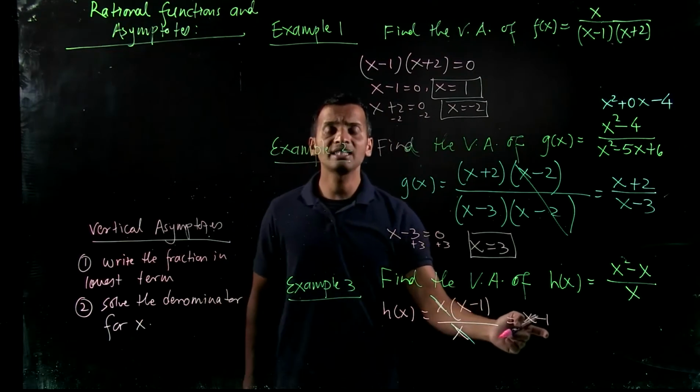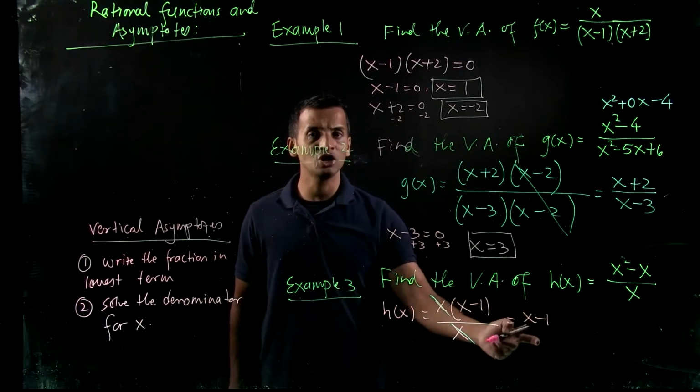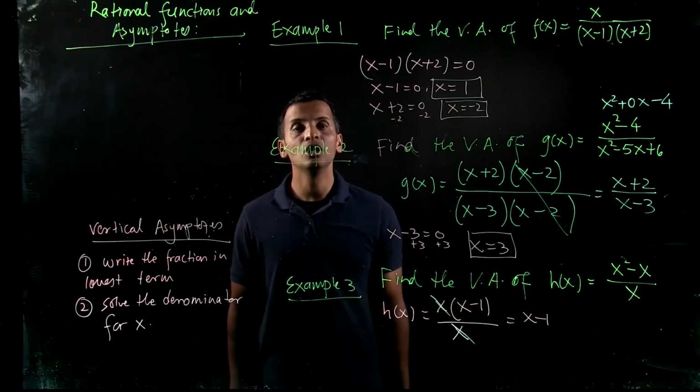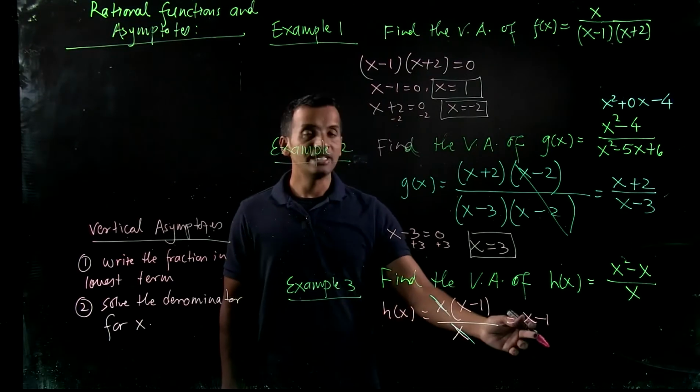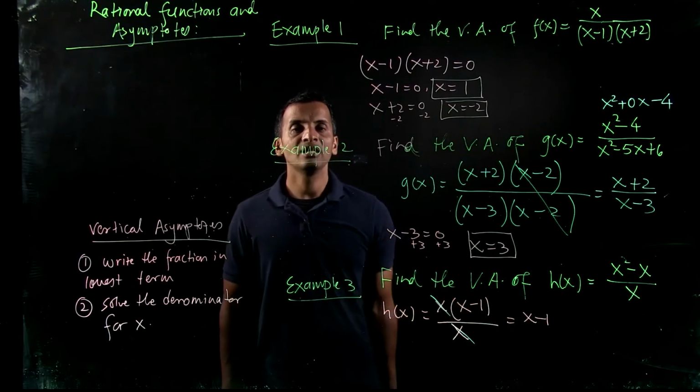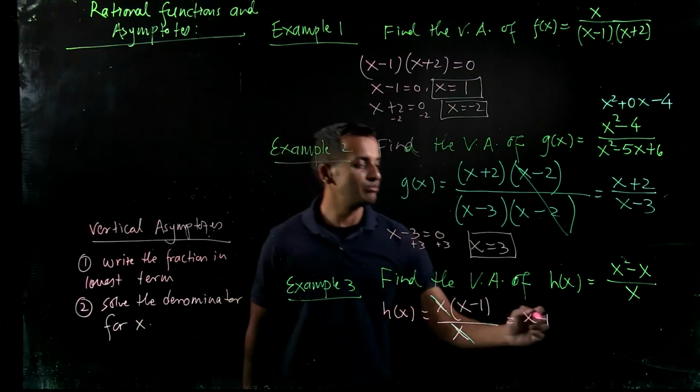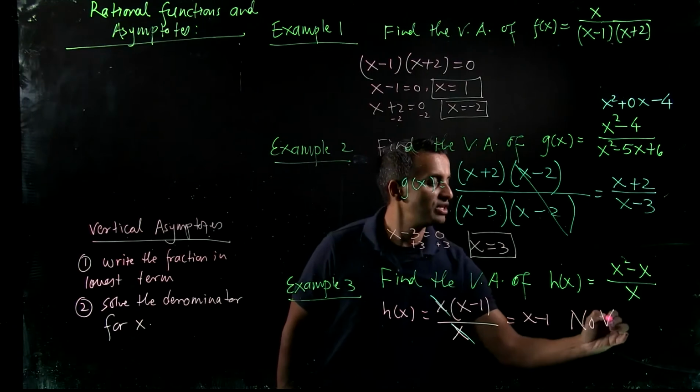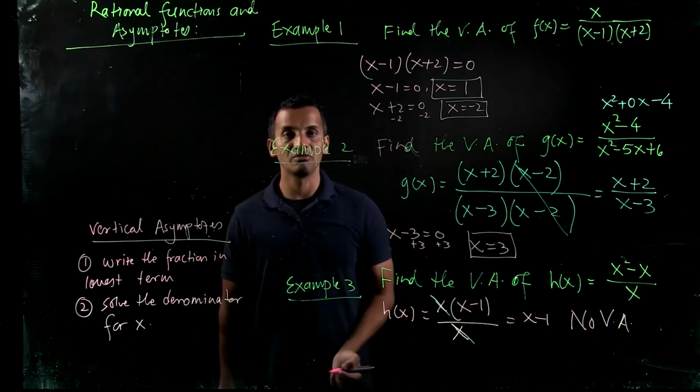Okay, is there x in the denominator in the lowest form? There is no x in the denominator once you change into the lowest form. So since there is no x in the denominator, it does not have a vertical asymptote. So no vertical asymptote. This is what you write.